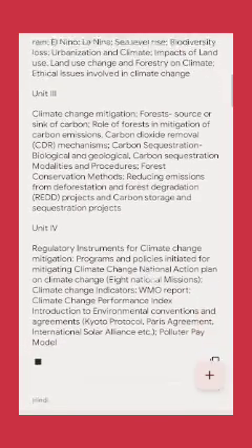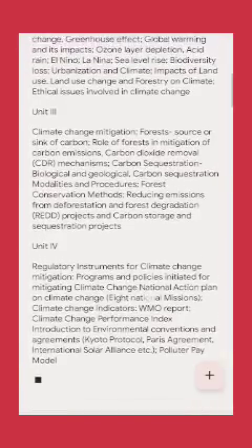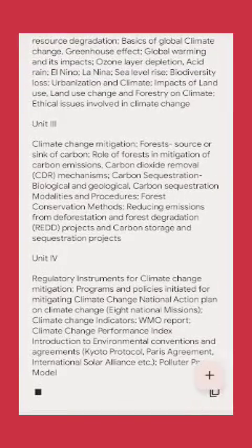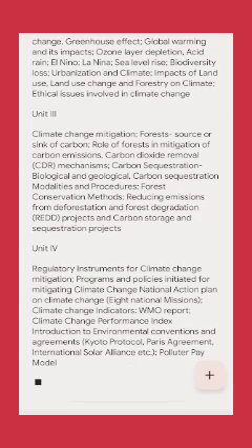Unit 3: Climate change mitigation. Forests as source or sink of carbon. Role of forests in mitigation of carbon emissions, carbon dioxide removal (CDR) mechanisms, carbon sequestration biological and geological, carbon sequestration modalities and procedures. Forest conservation methods. Reducing Emissions from Deforestation and forest Degradation (REDD) projects and carbon storage and sequestration projects.